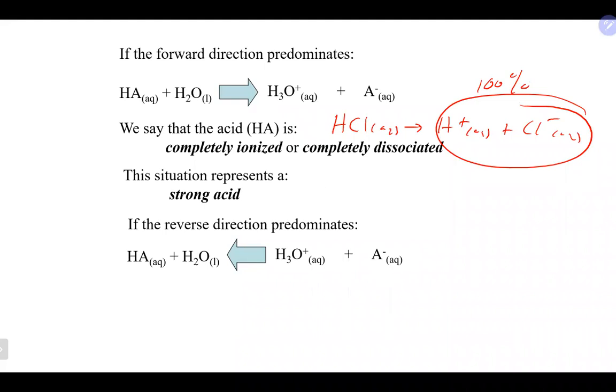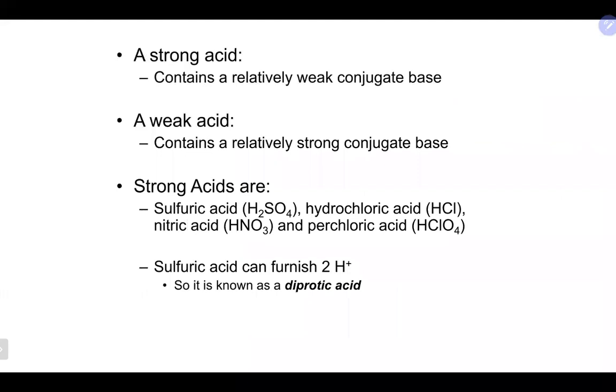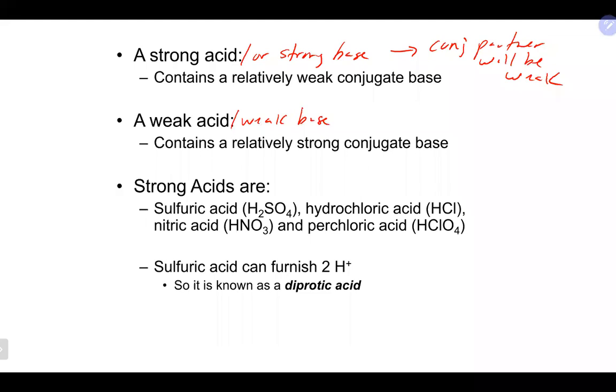If the reverse reaction predominates, again, that's going to get us our reversible weak electrolyte, weak acid. And again, it will mainly stay together as we've been talking about here. And that would be your weak acid. Now, a couple of important relationships: if you have a strong acid or a strong base, its conjugate partner will be relatively weak. Now, if you have a weak acid, or even a weak base as well, you could add that in there, its conjugate partner will be relatively strong.